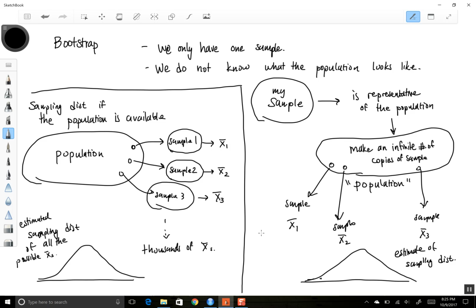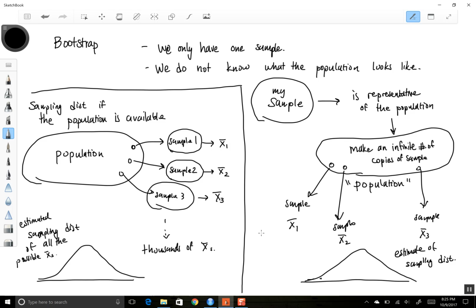Okay, that's effectively what we do in Bootstrap. We just say the sample I have is representative of the population, so I can make infinite copies of it. And now I have my quote-unquote population. Then I can generate a sampling distribution the way I did before. I would just draw a random sample from it, calculate an x bar, or whatever statistic it is, and then we get a sampling distribution, okay?